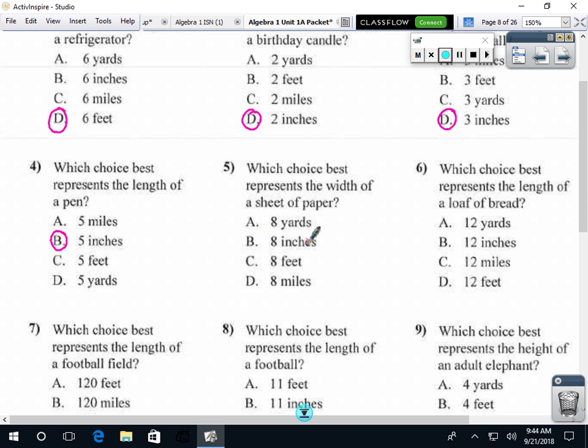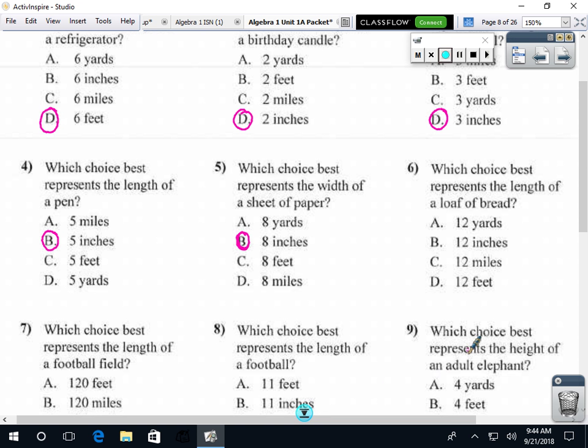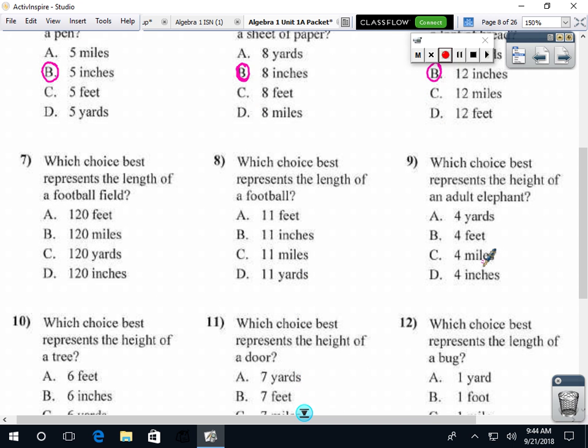Number 5, which choice best represents the width of a sheet of paper? 8 yards, 8 inches, 8 feet, 8 miles. 8 inches. Number 6, which choice best represents the length of a loaf of bread? 12 yards, 12 inches, 12 miles, 12 feet. 12 inches. Number 7, which choice best represents the length of a football field? 120 feet, 120 miles, 120 yards, or 120 inches? 120 yards, right.